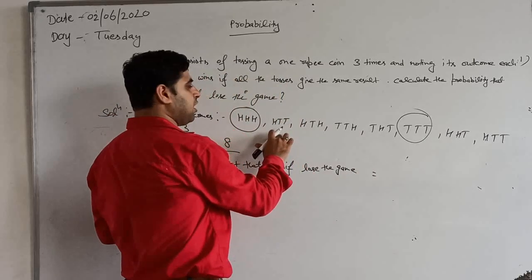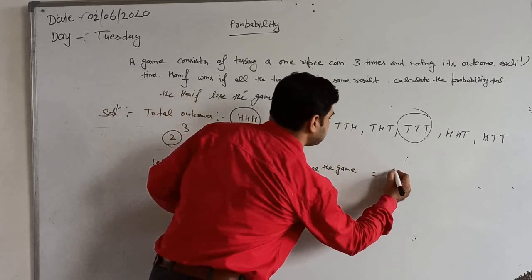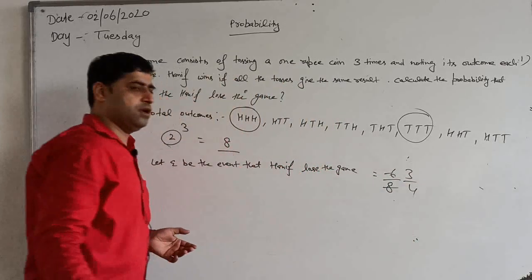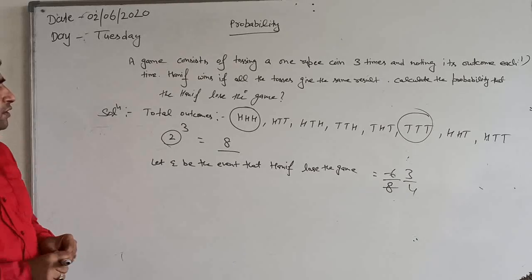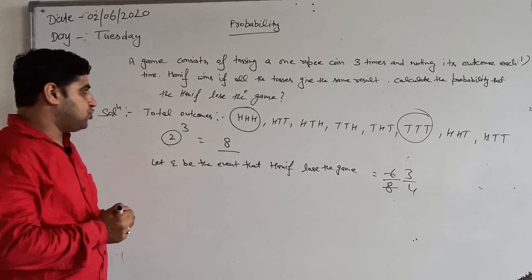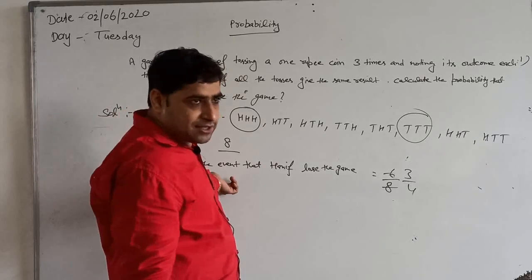So how many possible outcomes? Favorable cases are 6. So 6 by 8, and 2 threes are 6, so 3 by 4 comes out. So the probability that Hafiz loses the game is 3 by 4. So this is the question. Many times this will be asked.